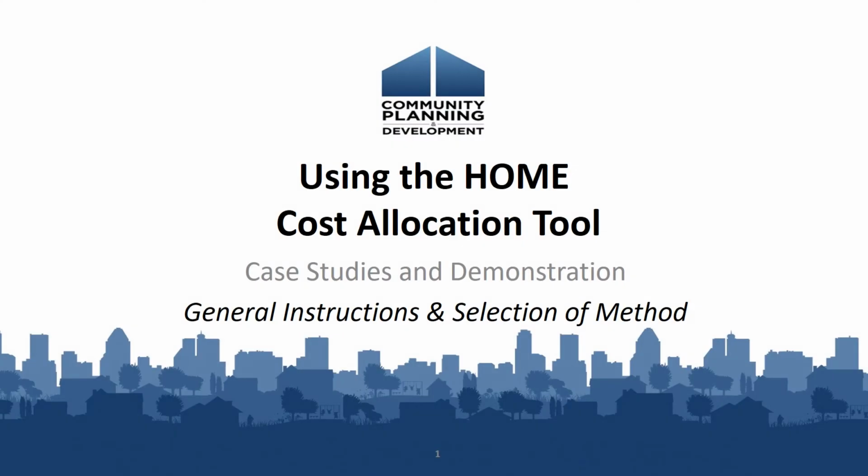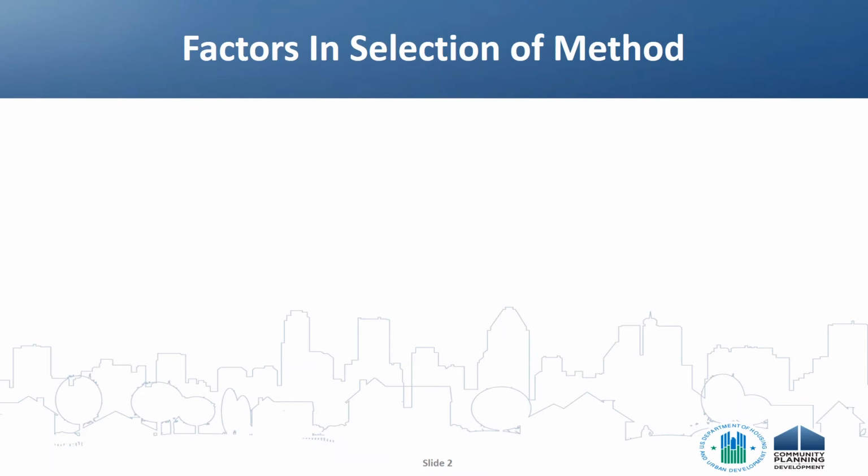In this tutorial about the HOME Cost Allocation Tool, we will introduce the Excel workbook that makes up the tool and explore the Selection of Method worksheet. CPD Notice 16-15 outlines three potential methods of cost allocation: the standard method, the proration method, and the hybrid method.